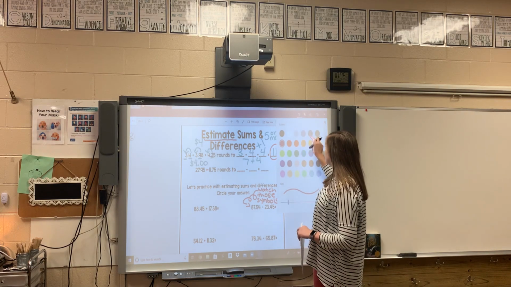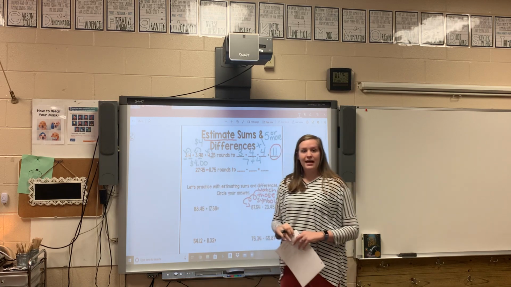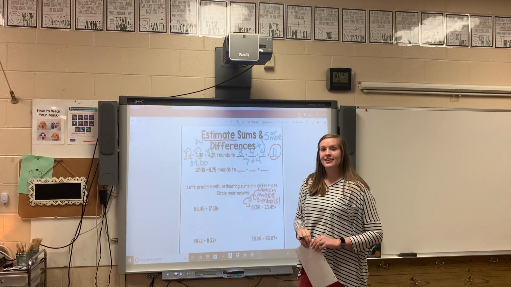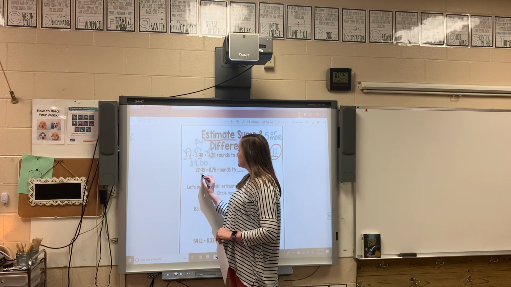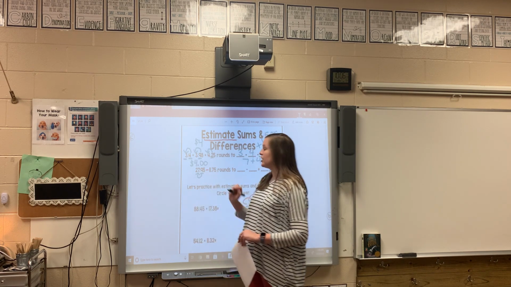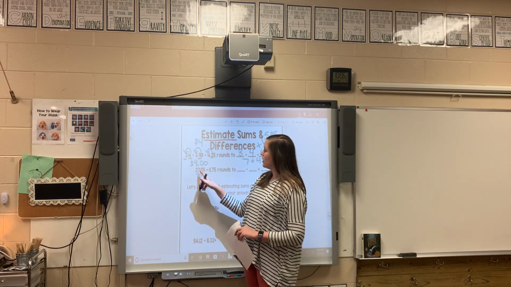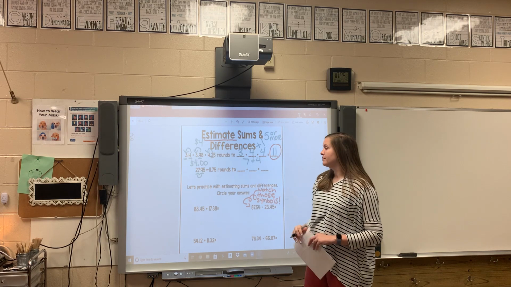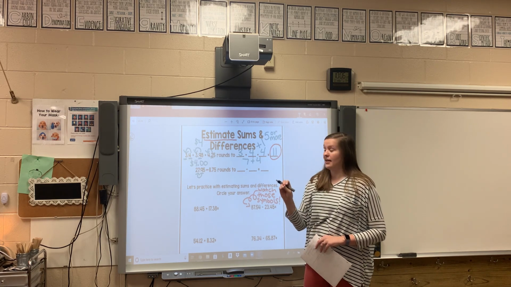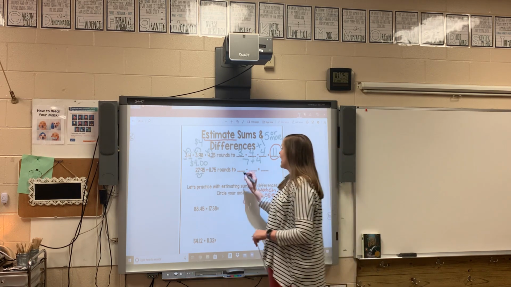So let's start estimating. What number is in the tenths place? What number do we need to look at? The 9. The 9 is going to tell us what to do with the 7 in the ones place. What do we need to do with that 7? The 9 is 5 or more. We need to go up 1. So that 27 is going to become 28.